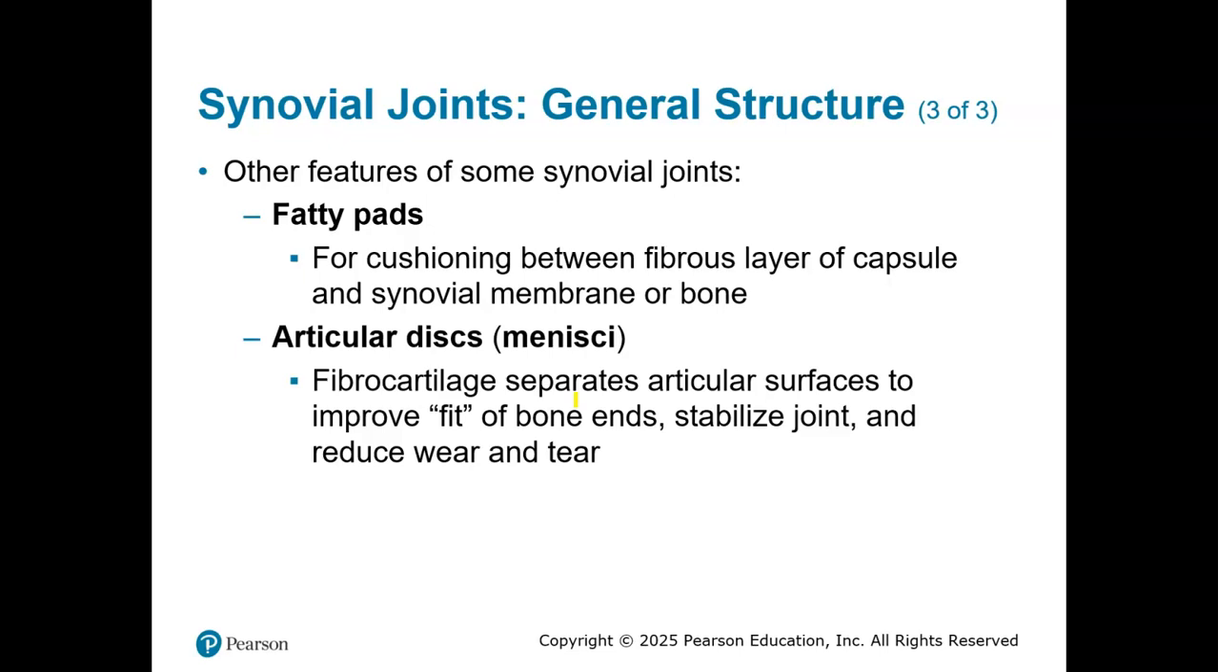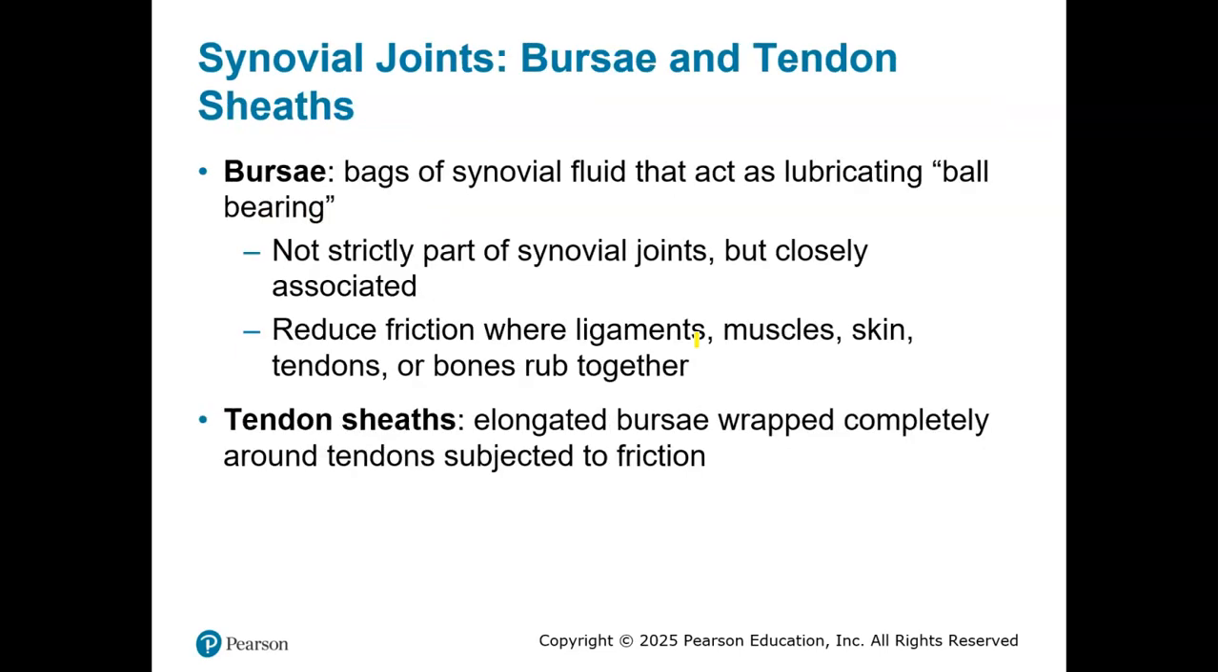And some other features that some synovial joints have and some don't, and they have different amounts of these. There are fat pads for cushioning. The knee joint definitely has those. And then there are the menisci, or meniscus. Meniscus is singular and menisci is plural. That is a triangular shaped piece of fibrocartilage that helps stabilize the joint. Bursa are bags of synovial fluid.